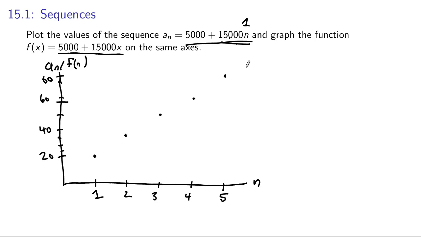Okay, and this looks very much like a straight line, right? Although when we plot, we only have the points that are inputs that are allowed to a sub n. So there's discrete points.